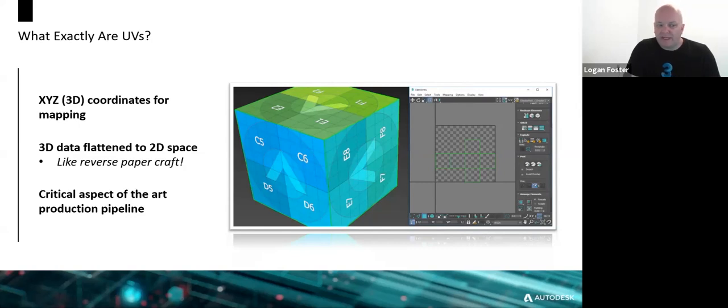When we're thinking about UVs, the way I really like to think about it, or how people think about it, is this idea that it's 3D data flattened to 2D space. Some of you have probably done papercraft exercises. It's basically the reverse. Instead of taking a flat piece of paper, folding it up and making it into a 3D object, we're taking the 3D object and trying to flatten and flay it out until it's relatively flat and without distortions.